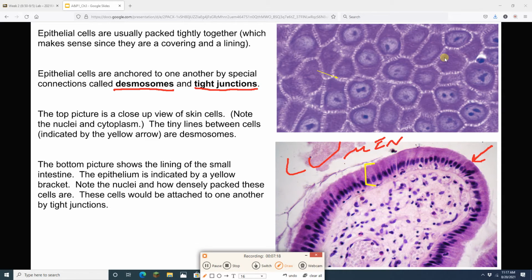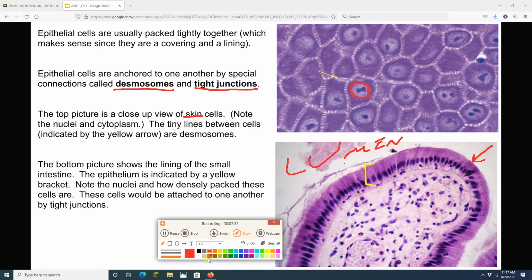What I'm doing here in this top picture is I've got a close-up view of skin cells, okay? Again, I can see a nucleus right here, a nice nucleus. Now, what I want to point out to you in these skin cells, so here's one skin cell right here, and here's another skin cell right here. In between these skin cells, look at all these little lines. You can see them in between all the cells. These lines are the desmosomes. They're these really strong protein structures that anchor the cells together.